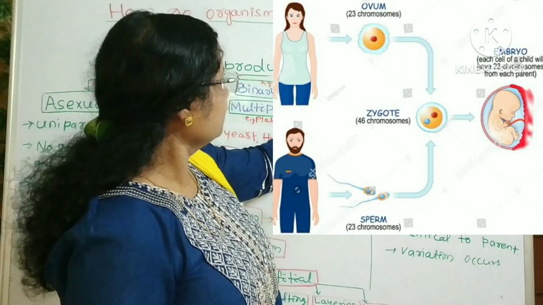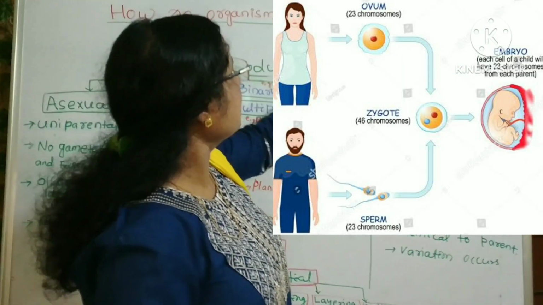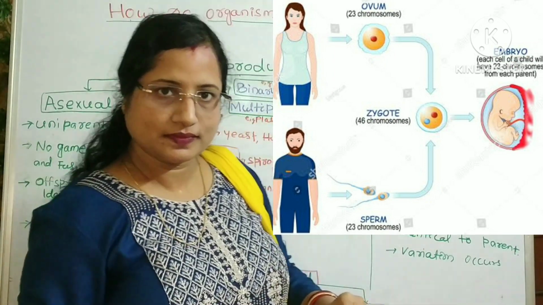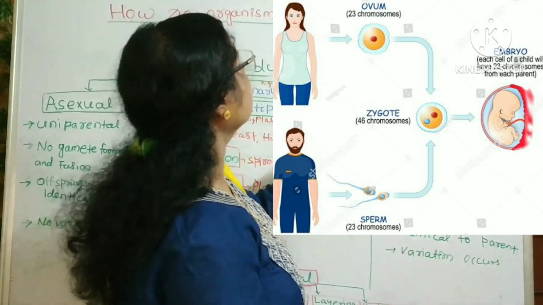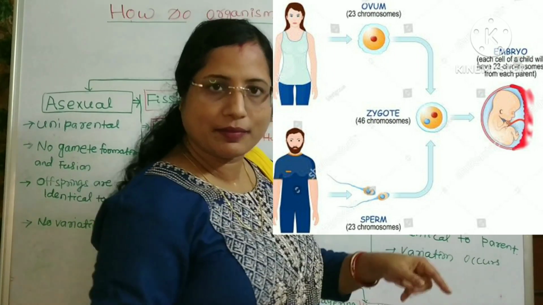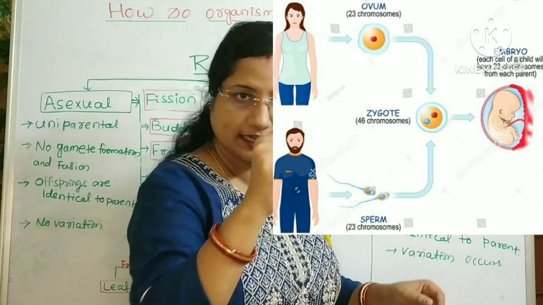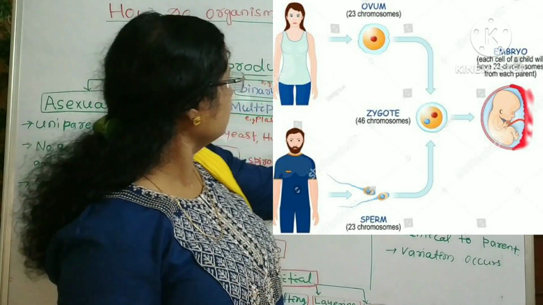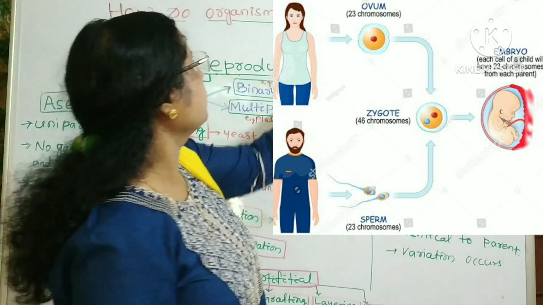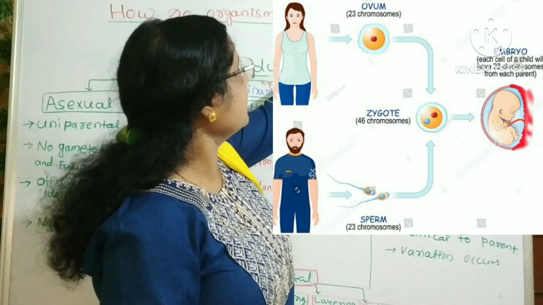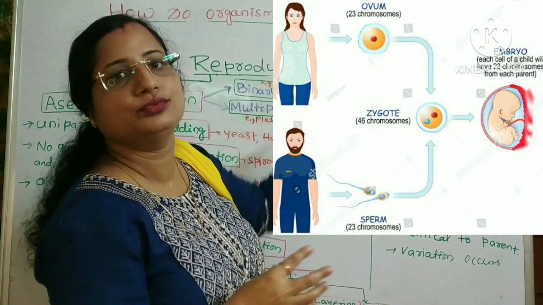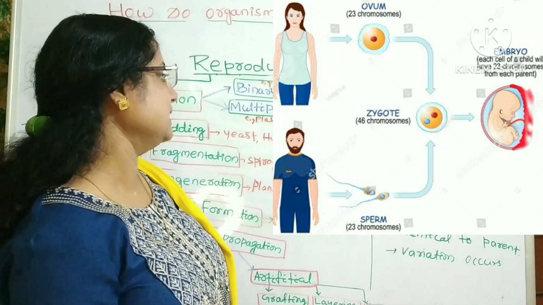In the case of humans, first the male gamete and female gamete are produced from the male parent and female parent. After that, fusion of the male gamete and female gamete occurs by the process of fertilization. The male gamete is the sperm and the female gamete is the egg or ovum. After fertilization, a zygote will develop. After that, an embryo develops and the embryo will develop into a human child.